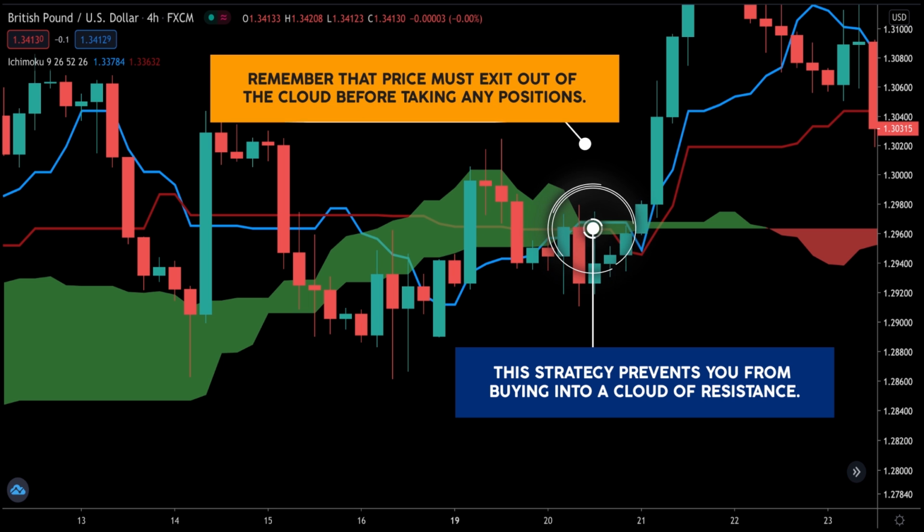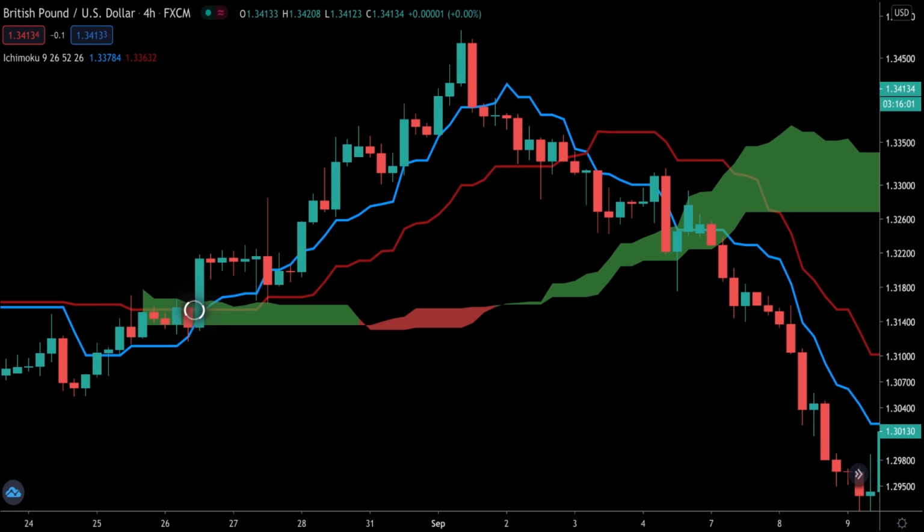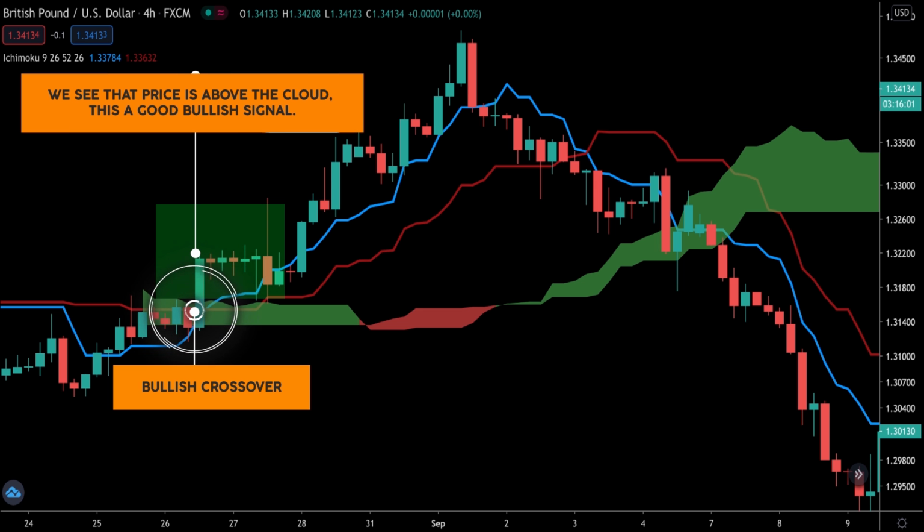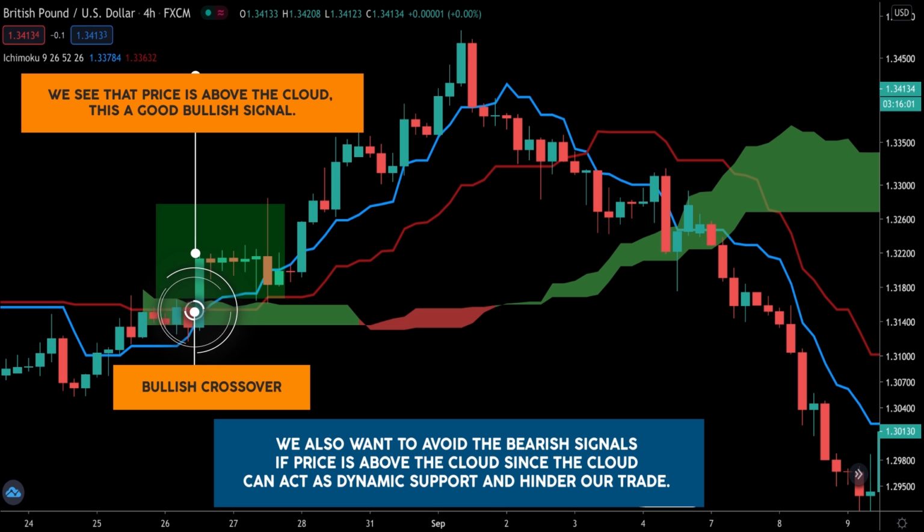Do remember that price must exit out of the cloud before taking any positions. When there is a bullish crossover, meaning to say that the fast-moving conversion line goes above the slow-moving baseline and we see that price is above the cloud, that is a good bullish signal. We want to avoid bullish signals if price is below the cloud, since the cloud can act as dynamic resistance and hinder our trade.